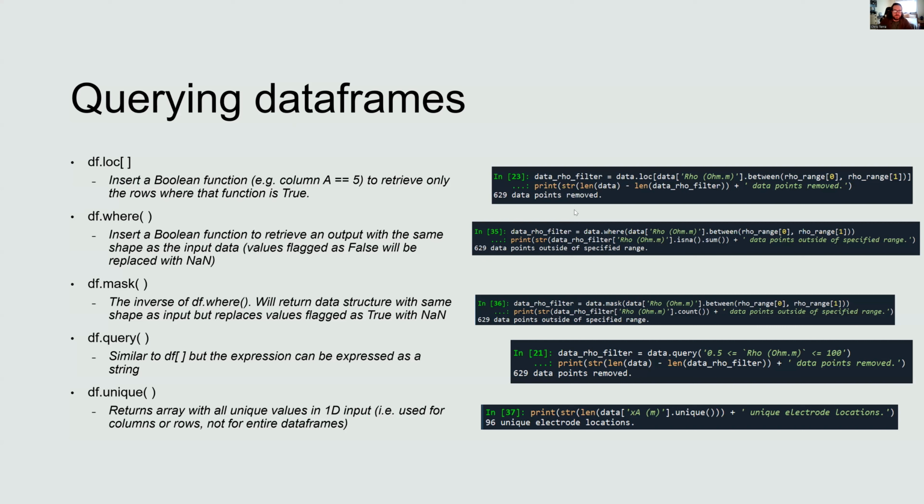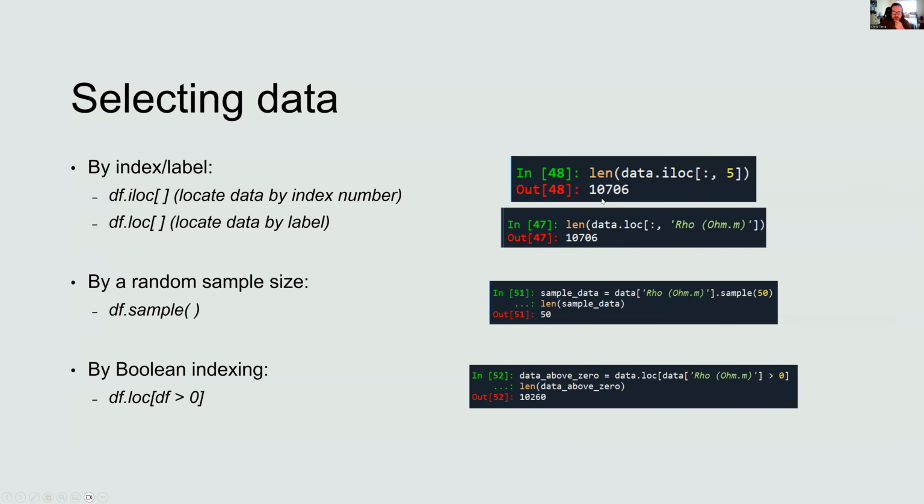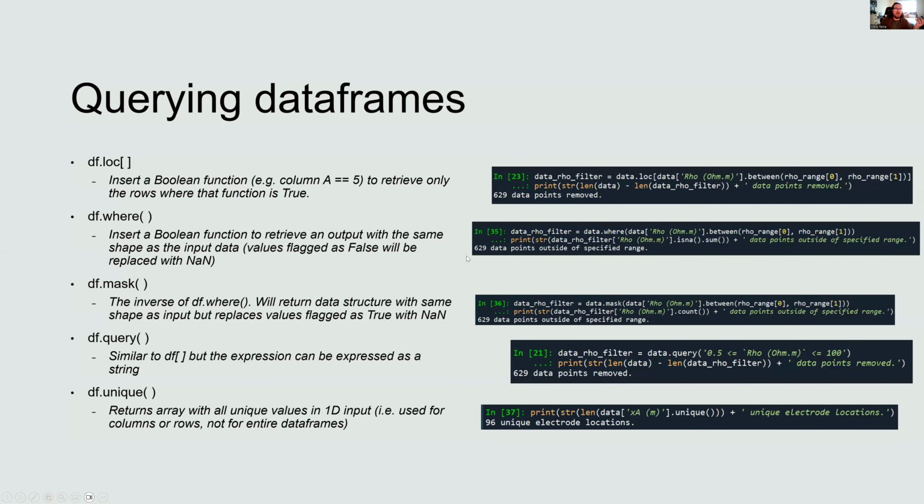So if you have 629 data points that got removed, and you started off with 10,706, right? So you have just over 10,100 or around 10,100 data points left. It'll return a data frame of that size. Meanwhile, if you did df.where, you're going to have a data frame of the exact same size as the data frame that you started with, except now anything that was deemed false, that did not apply to that Boolean statement, is now going to be marked as NaN, so a not applicable number.